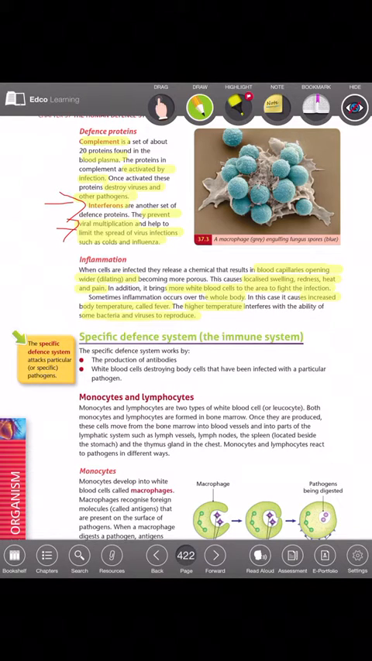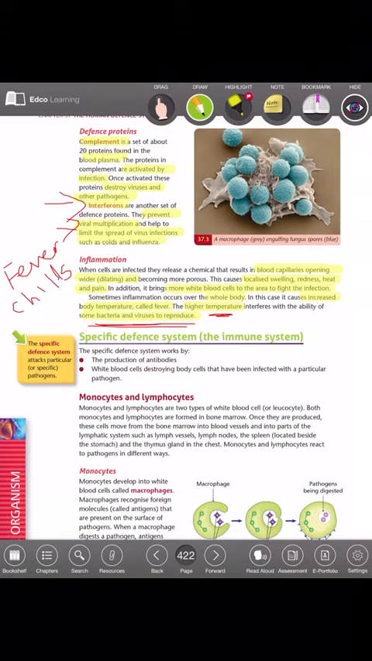Your inflammation then includes things like your fever. So fever and chills are all examples of inflammation. And generally speaking, a higher temperature causes bacteria and viruses to slow down their reproduction. So that is how a fever works to our advantage.